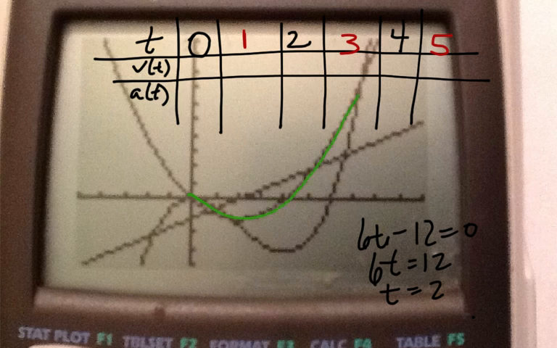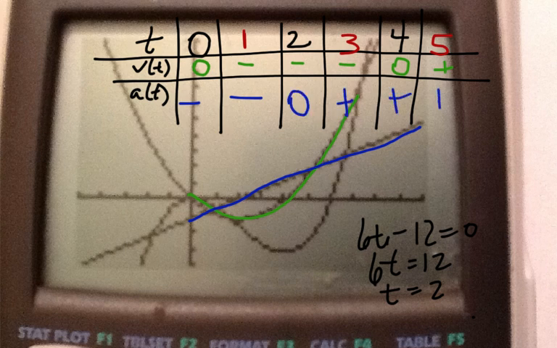So when it is at 0, of course, the time is 0, the velocity is 0. Then it is negative until I get to the time of 4, where it's 0 again, and then it switches to positive. Now the acceleration is this straight line here, and it starts out negative, it hits a 0 at 2, and then it's positive beyond that.